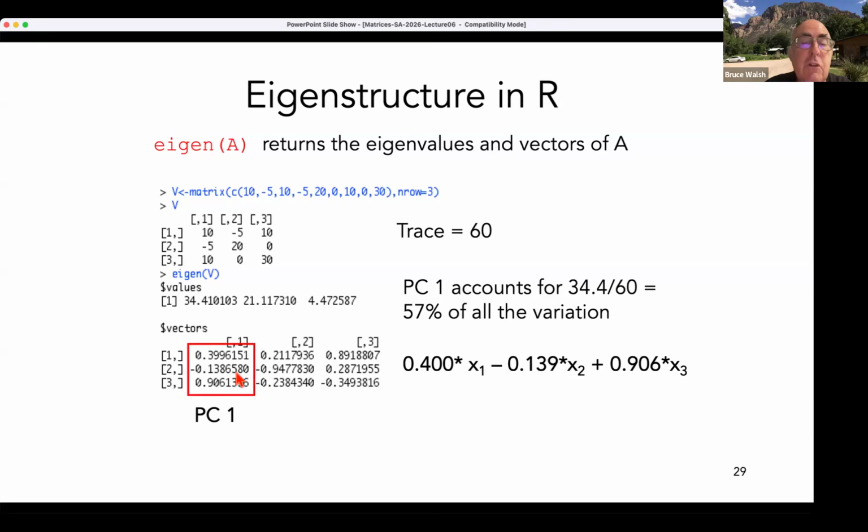And what is that linear combination? Round that off, that's 0.4 times x1 minus 1.39 times x2 plus 9.06 times x3. If I take my data x1, x2, and x3, suppose, for example, they're environmental data, and now make this new index, this new synthetic trait, that synthetic trait accounts for almost 60% of all the variation as compared to looking at the three traits separately. That first combination of weights is your PC1 value.